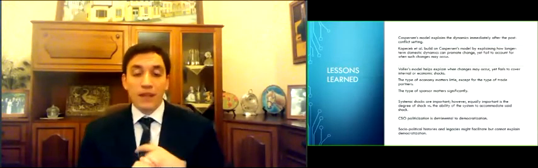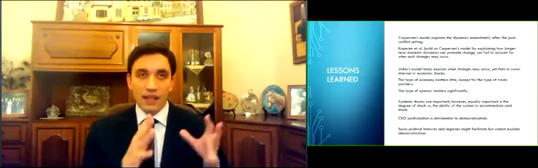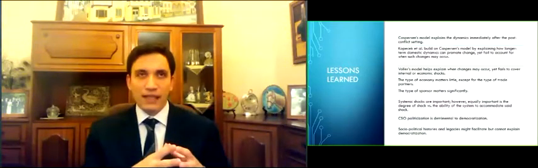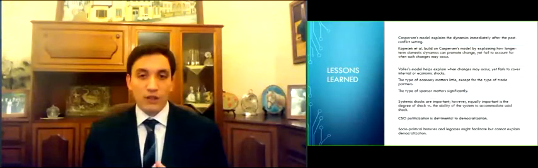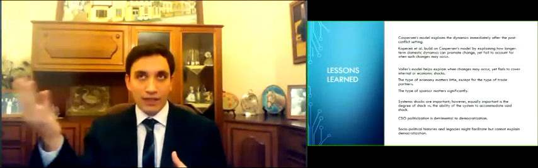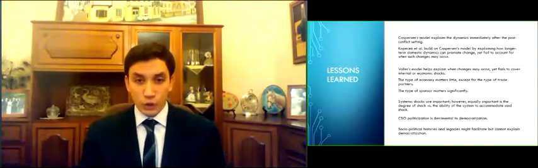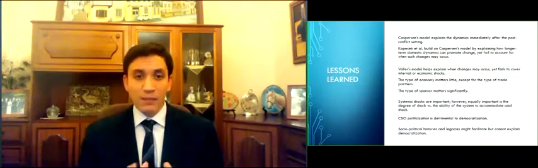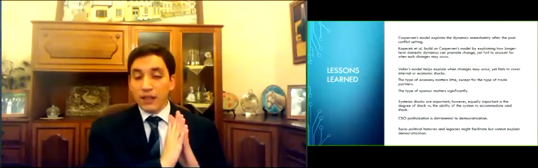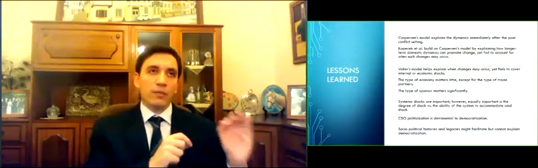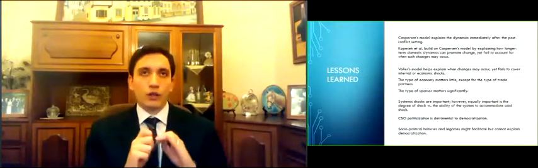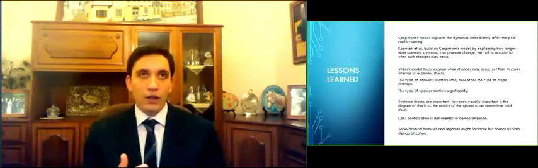However, the type of sponsor matters significantly. As I said, an ethnic kin sponsor is really not good at promoting democratization because they have a stake in promoting nationalism and national unity. Systemic shocks are important, but equally or even more important is the degree of shock as compared to the ability of the system to accommodate this shock, to overcome this shock.